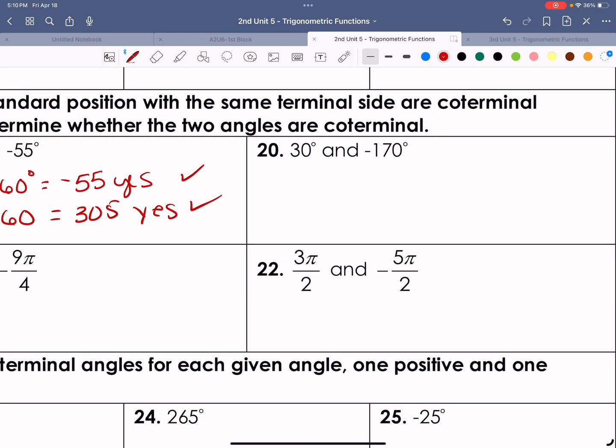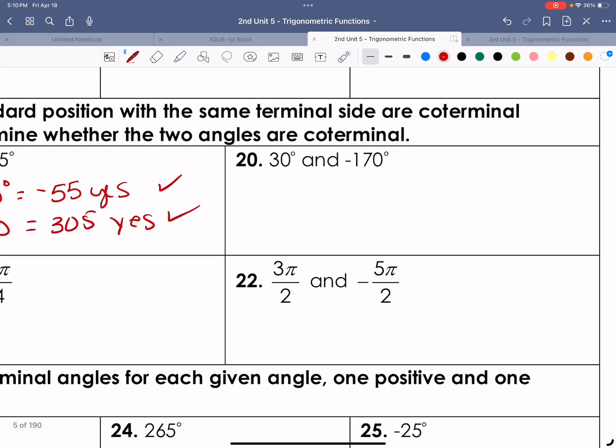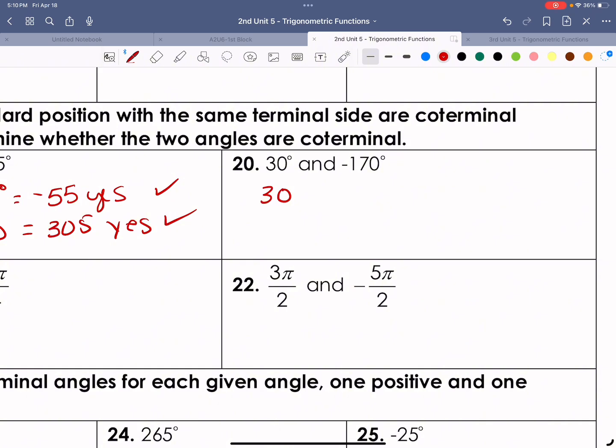All right, let's look at number 20. If I take 30 degrees and I subtract 360, I get negative 330, which is not negative 170. So that's a no. And that's supposed to be 330, not 333.